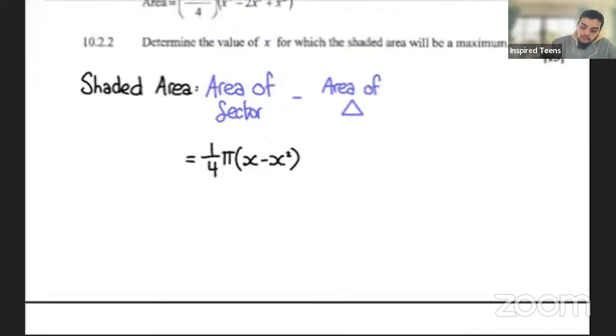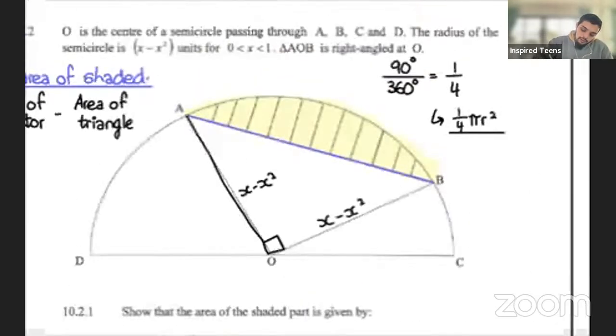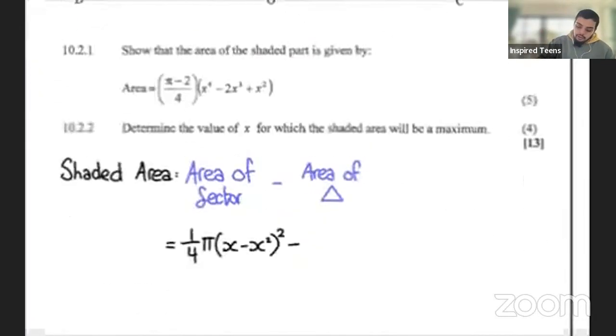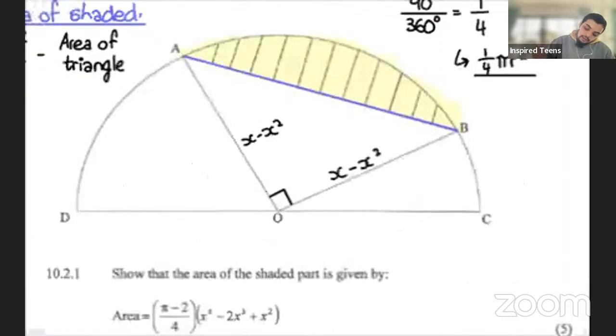So the area of the sector is pi r squared, but we have a value for r, so we substitute it. Now the area of the triangle. This is a perpendicular triangle, a 90-degree triangle, so we can just use half base times perpendicular height. So it's going to be a quarter pi r squared minus half base times the perpendicular height. It is a 90-degree perpendicular triangle, so we can opt to use this as the base. That's fine.